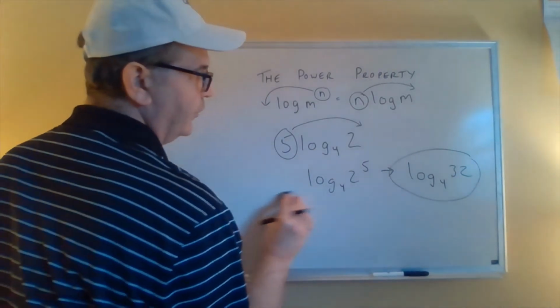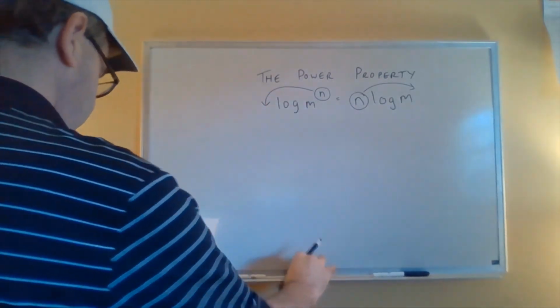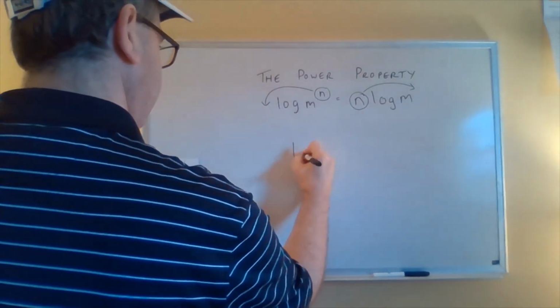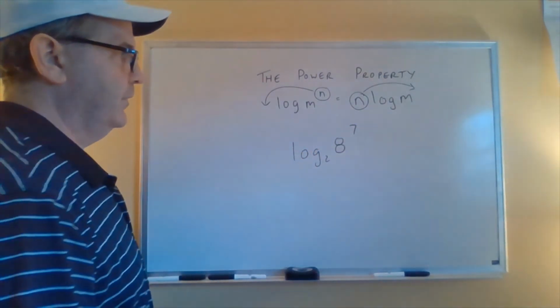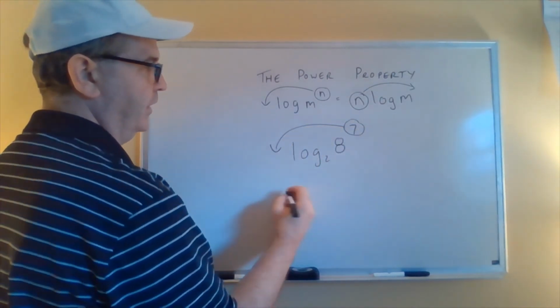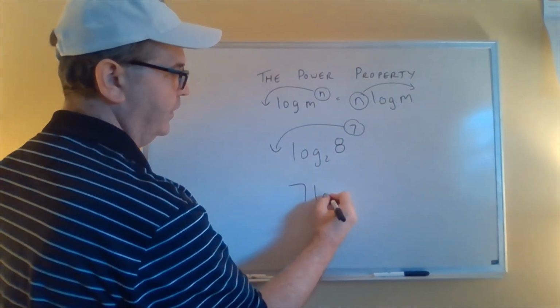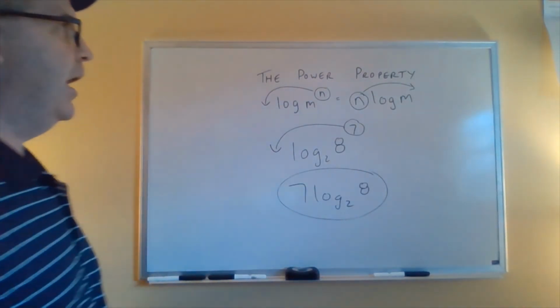We can take that the other way as well. We have log base 2 of 8 to the 7th. All we do is we take this exponent here, and we're going to move that out front, and we can rewrite that as 7 log base 2 of 8. So that is the power property.